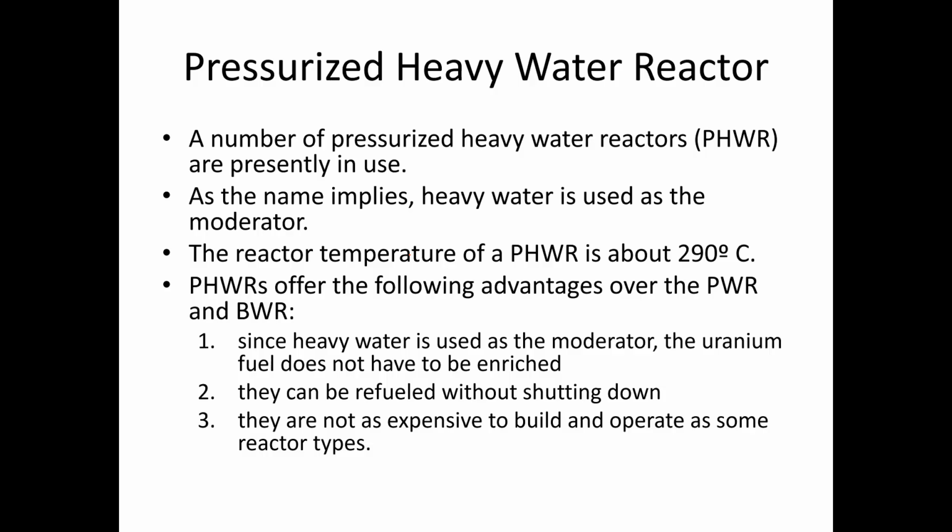Then you have what they would call pressurized heavy water reactors. As the name implies, heavy water is used in this as the moderator. The reactor temperature in this case is about 290 Celsius. Pressurized heavy water reactors offer certain advantages over pressurized water and boiling water reactors. In this case, heavy water is used as the moderator, so the uranium fuel does not have to be enriched. They can be refueled without shutting down the reactor, and they are not as expensive to build and operate as some of the other reactor types.